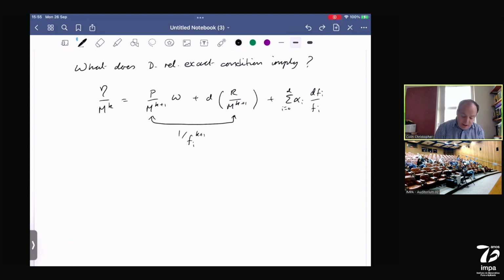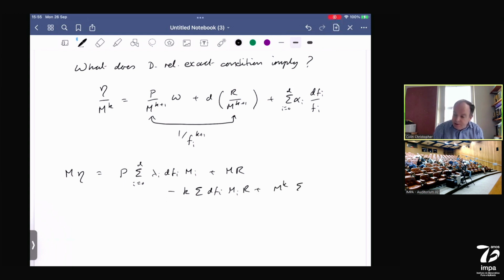Okay, so let's multiply this expression here by m to the k plus 1, and we'll get m eta is now p times the sum of i equals 0 to d of lambda_i d f_i m_i m r minus k times the sum d f_i m_i r, plus a remainder term over here, which is d f_i.